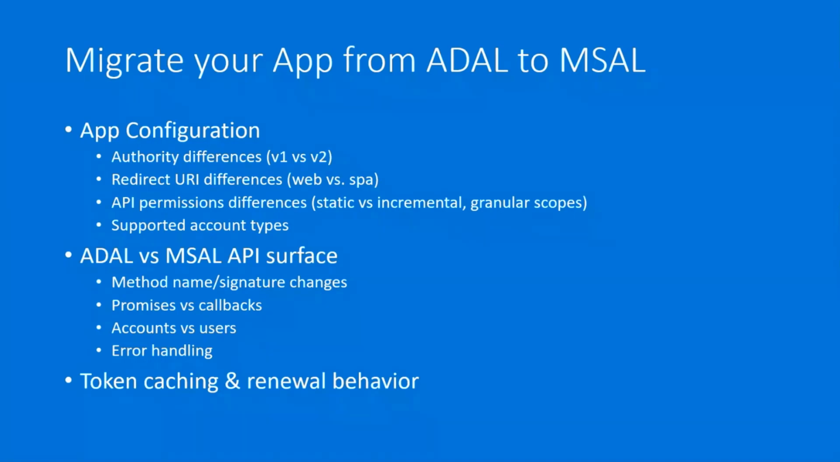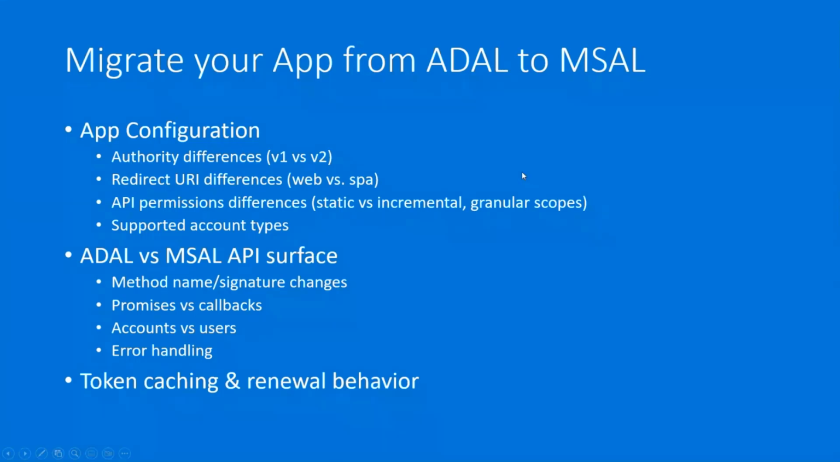We'll mention the supported account types that you can work with MSAL. And then we'll get into the differences between the public API surface of ADAL versus MSAL. We'll talk about the name and signature changes between the methods. We'll talk about using promises instead of callbacks, using accounts instead of users, and how error handling differs between ADAL and MSAL. And along the way, we will touch upon how the token caching and renewal behavior works with MSAL as opposed to ADAL.